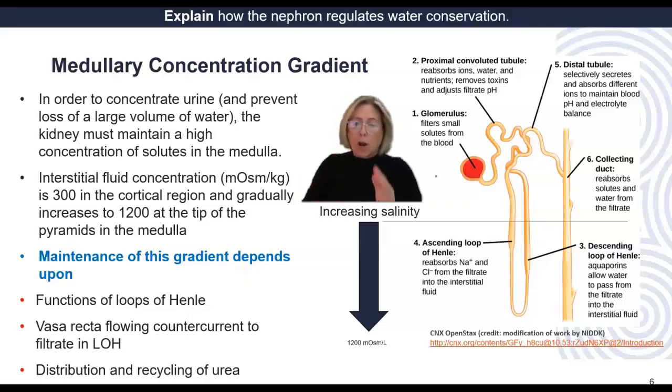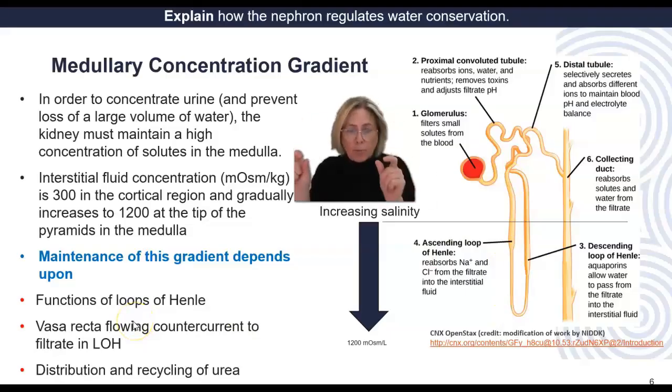Now, the maintenance of this gradient itself depends on those functions of the loops of Henle, right? So those sections of the loops of Henle that are permeable to water, so the descending limb of loop of Henle, and then the ascending loop of Henle being impermeable to water but permeable to solutes. Also, while you have a countercurrent mechanism of the filtrate running through the loops of Henle, you also have the vasa recta.